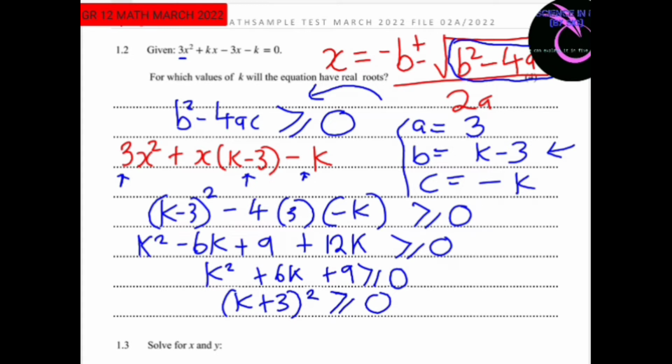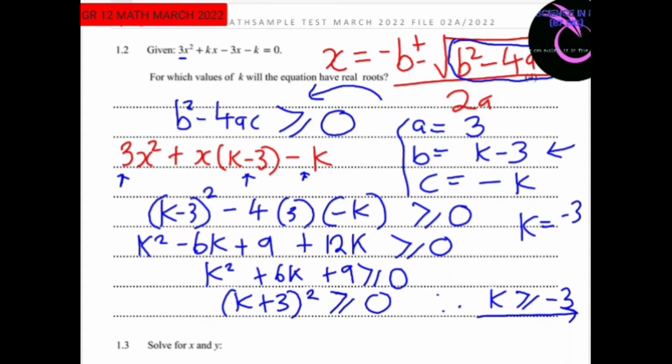If I was to solve an equation, this equation is an equation, k plus 3 squared equal to 0, my answer would be k is equal to minus 3. So in other words, the critical value is minus 3. So therefore, I can now say k is greater than or equal to minus 3. Notice this time around, I did not divide or multiply by negative, so I don't need to change the sign. One of the tricks as well.